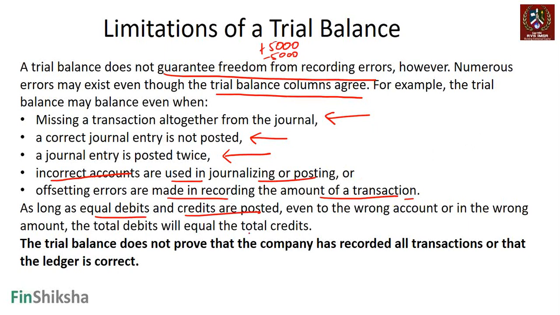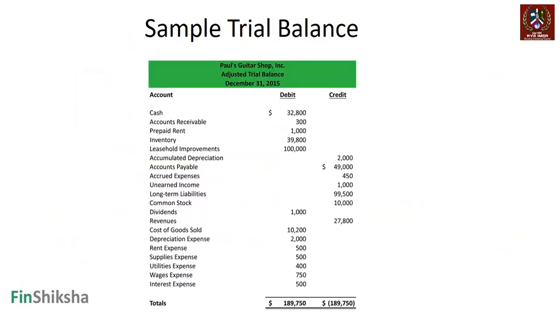then the total debits will equal the total credits. And so the trial balance does not prove that the company has recorded all transactions or that the ledger is correct. All it says is that if there is an arithmetic problem or a mathematical problem in terms of linking two numbers, that is what can get captured by a trial balance, right? That's basically what a trial balance would look like. So that's the limitation of a trial balance.